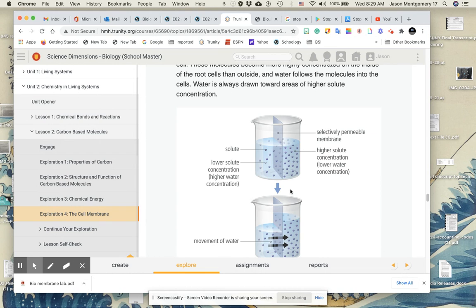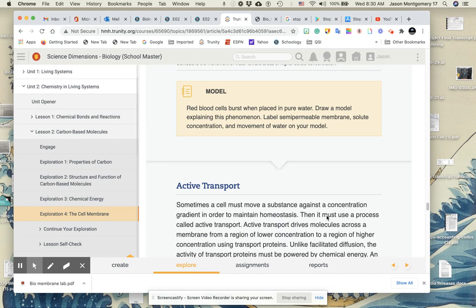We were going to do a lab on this if we were in class. I still may try to do something with it, maybe film it, but nonetheless, you have a semi-permeable membrane and it has little holes in it. When you have high concentration, it can move to the low concentration through those little pores, as they're called.